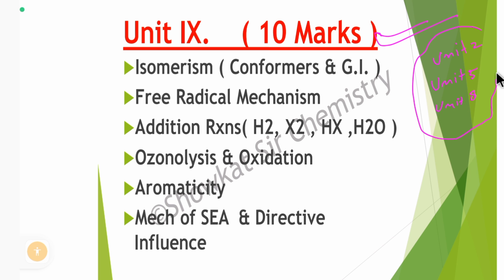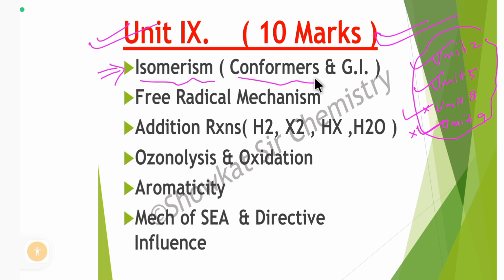But sometimes they can also change the pattern. They can ask long answer type questions from Unit 2, Unit 5, and Unit 9. That means if they leave this one, then they can ask a long answer type question from this. But if they leave this one, then they can ask the long answer type question from Unit 8. So you can expect it from both these units, because this carries 10 marks, and Unit 8 carries 11 marks, right?